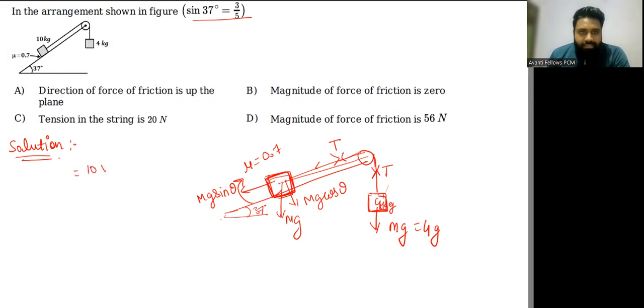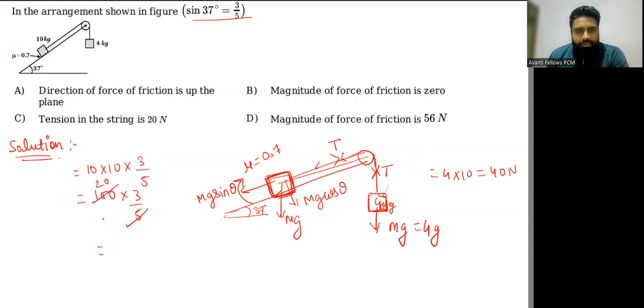M is 10 kg, g is also 10. Now, sin 37 is 3/5. For this other block, mg is 4 into g, which is 10, equals 40 Newton. So 10 into 10 is 100, times 3/5. Now 5 twos are 10, sorry, 5 times 20 is 100, so 60 will be the result and it will give you 60 Newton.